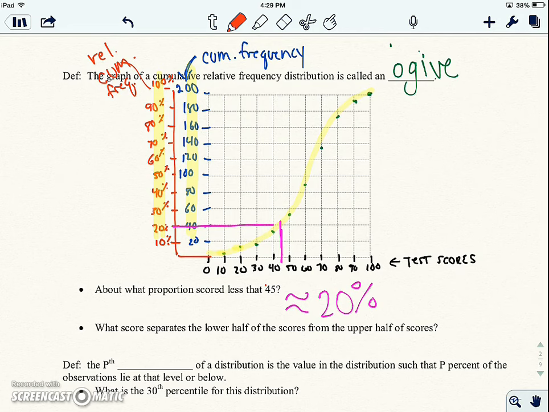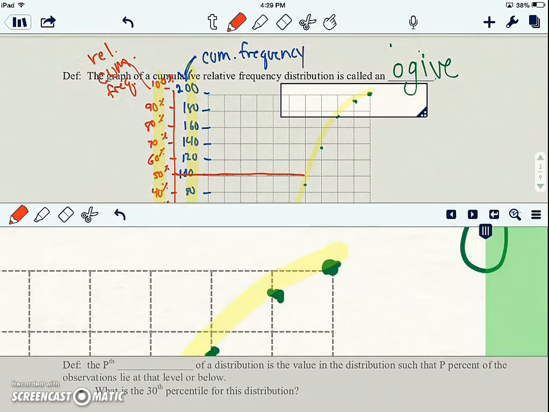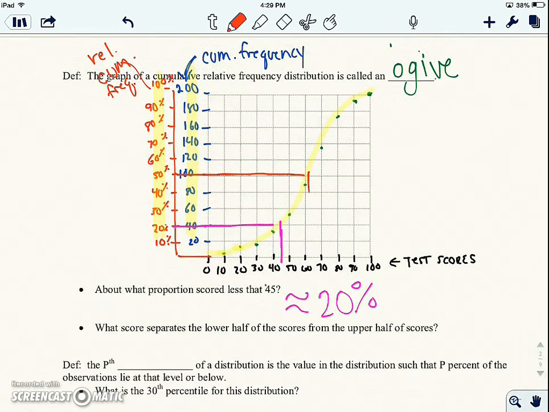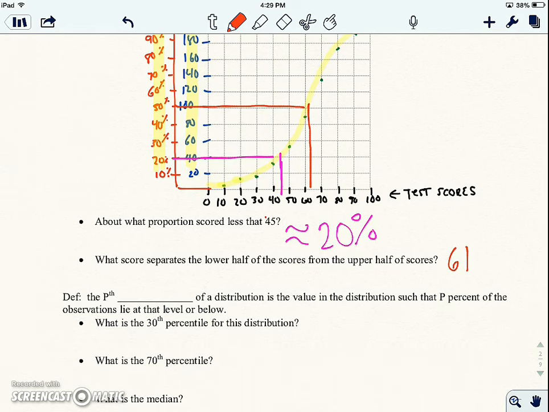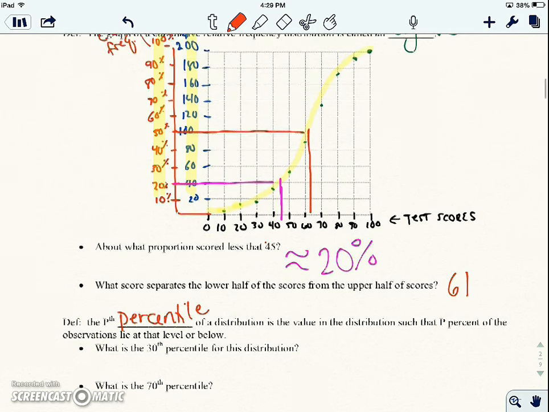Okay, so that would be the 50% mark. Go over and down, and maybe it'd be like 61 or 62. Okay. The pth percentile of a distribution is the value in the distribution such that p% of the observations lie at or below that level. So what is the 30th percentile for this distribution?